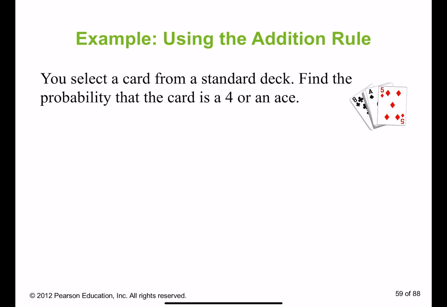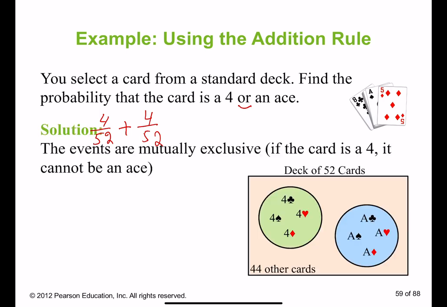We select a card from a standard deck. Find the probability that the card is a 4 or an ace. So what's the probability if the card is a 4? How many 4s do we have there? 4 of them, right? 4 out of 52. How many aces are in the deck? Again, 4 of them. 4 out of 52. Because it says 4 or an ace, we connect them with addition, and it will be 8 out of 52.